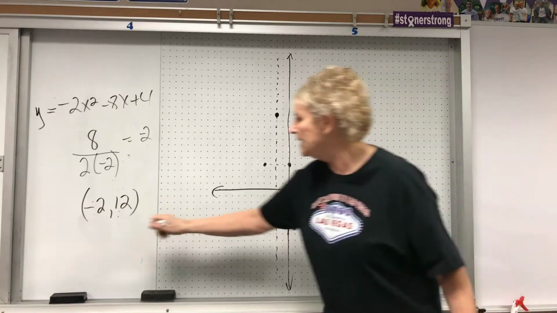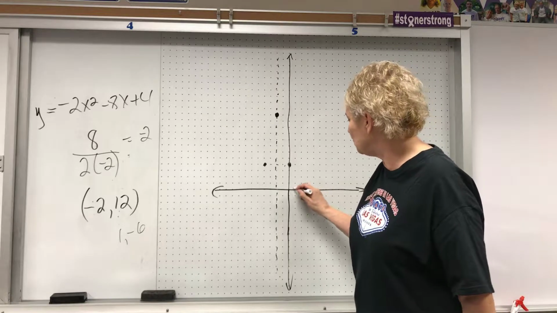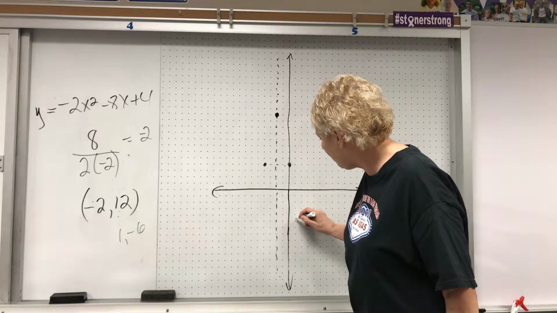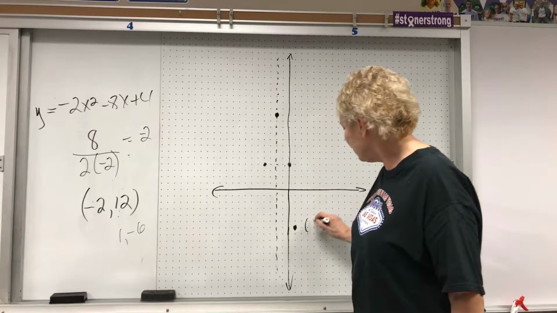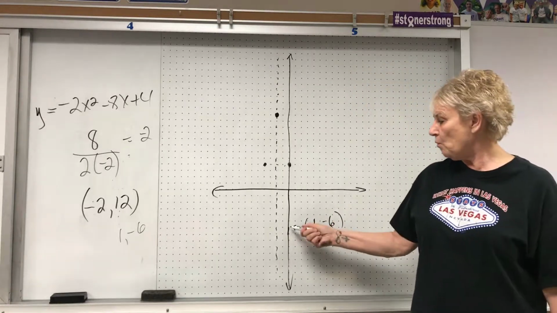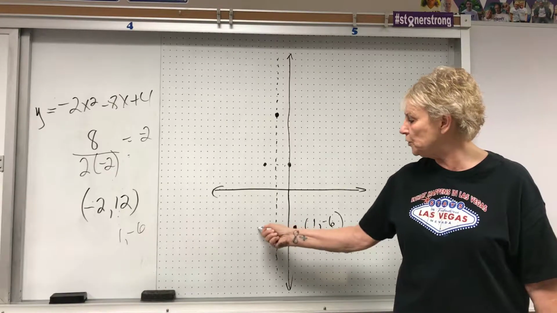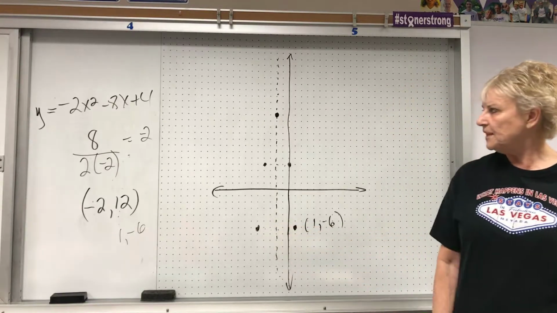And I got 1, -6. So look and see if your graph goes through 1, 2, 3, 4, 5, 6. That's 1, -6. And then reflect it. 1, 2, 3 from the axis of symmetry. 1, 2, 3. There's my parabola.